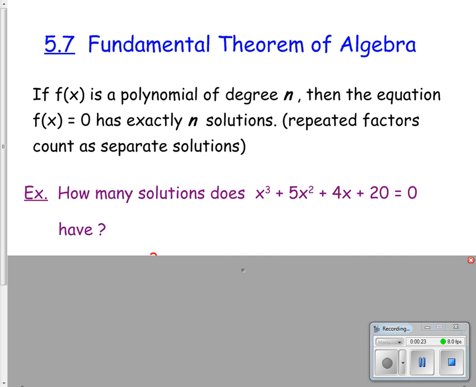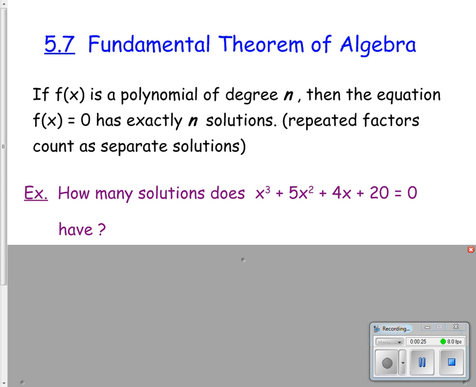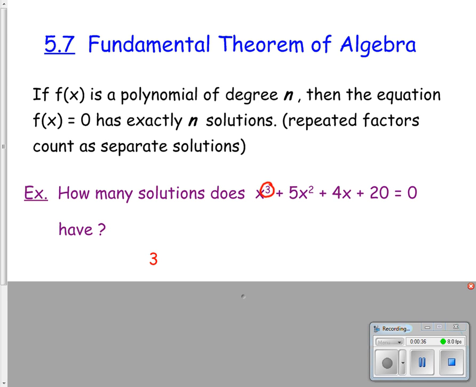So let's start with an example. How many solutions does x cubed plus 5x squared plus 4x plus 20 equals 0 have? Since this is a third degree polynomial, that means that we'll have 3 solutions.